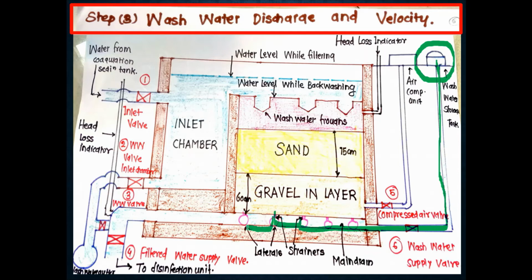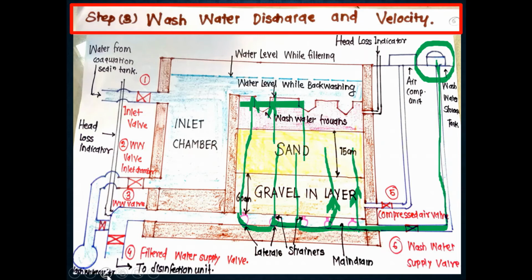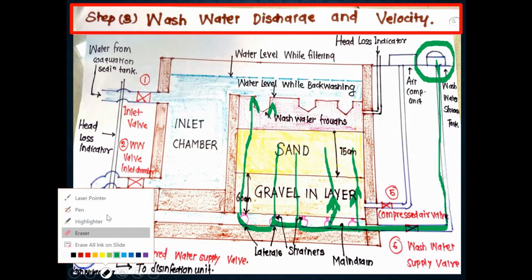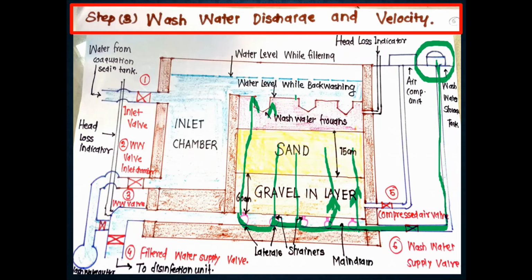Through the under drainage system, this wash water gets equally circulated, first in the gravel, passes through the gravel, then through the gravel it passes through the sand. After passing through the sand, it passes through the wash water troughs, and that is nothing but the wash water discharge you have to calculate. And what velocity should be there in order to carry out the backwashing with the help of this wash water, that is very important, the next step in the design.